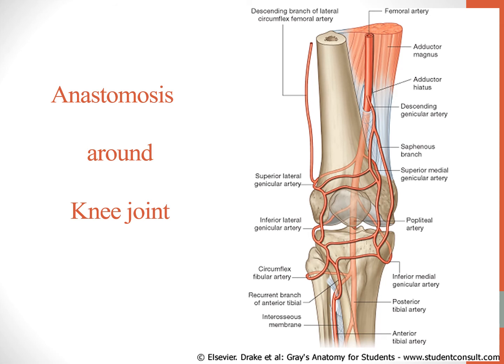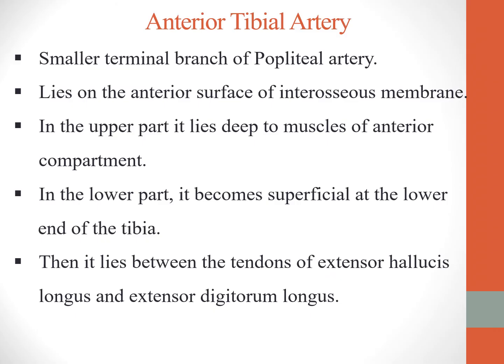So this is all about the anastomotic channels. Now we will talk about the anterior tibial artery, which is a branch of the popliteal.